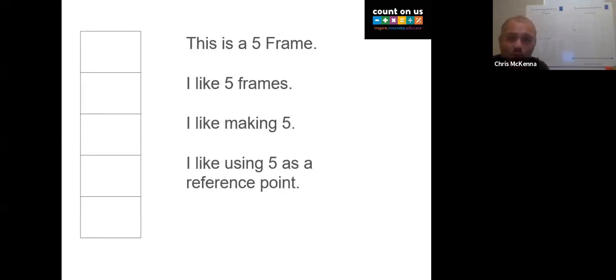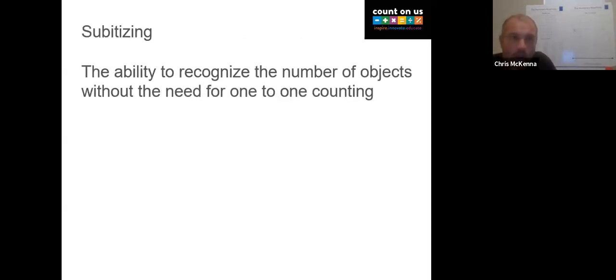So this is what we call a 5 frame. And I'll tell you something, I like 5 frames. I like making 5 and I like using 5 as a reference point. Subitizing, so that's that first word I mentioned earlier on. What is subitizing? Subitizing is the ability to recognise the number of objects without the need for one-to-one counting. And you'll see exactly what I mean right now.